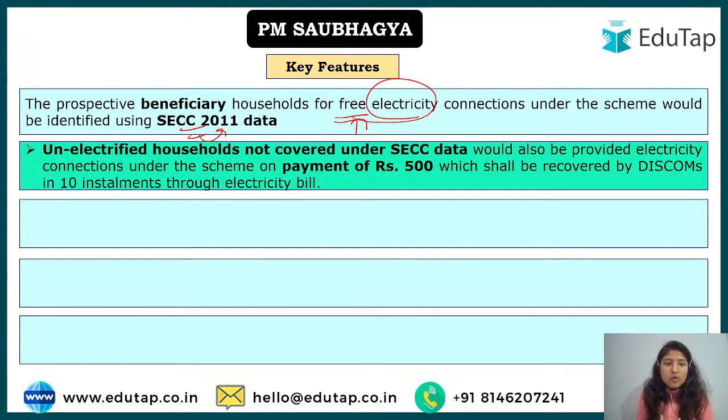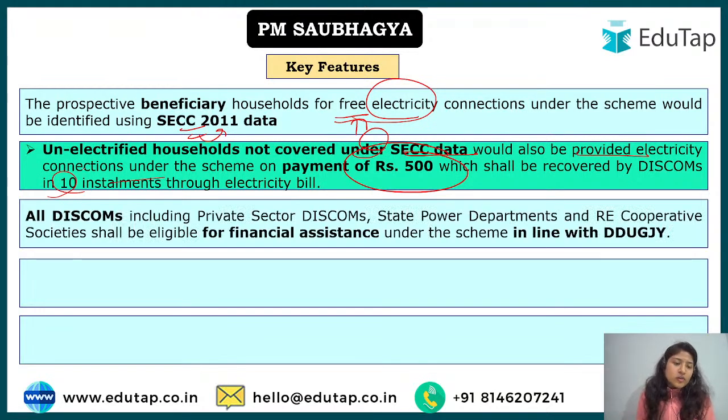Now what will be this amount? So the unelectrified households not covered under SECC data will be provided electricity with a payment of rupees 500. So for them this limit has been decided, that is rupees 500. Okay, and this 500 will not be taken in one go, it will be taken in 10 installments. Okay, so in 10 installments, 50 rupees each time extra will be charged from the people who are not under SECC data, because see, it can happen that they're not under SECC data but they are still BPL or they're not able to afford it, right? So for that category this has been kept, so rupees 500 will be charged from them.